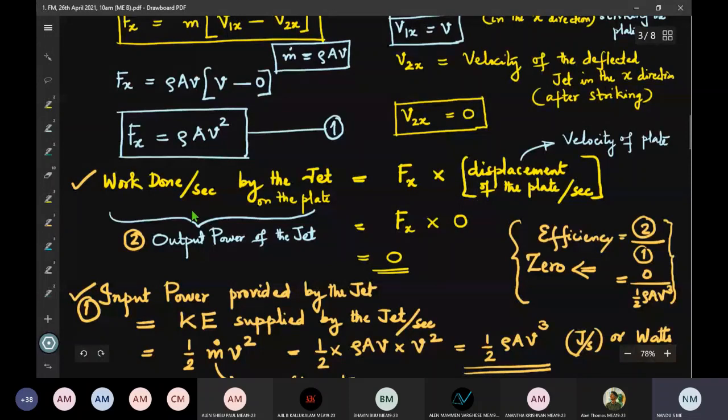Whenever you have a liquid jet striking normally on a stationary plate, under those assumptions, the force exerted by the jet normally on the plate, here the jet is horizontal and the plate is vertical, so the force is exerted in the x direction, that Fx is equal to rho a v squared.